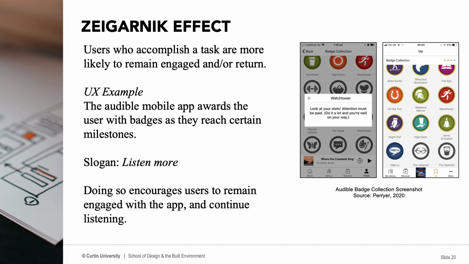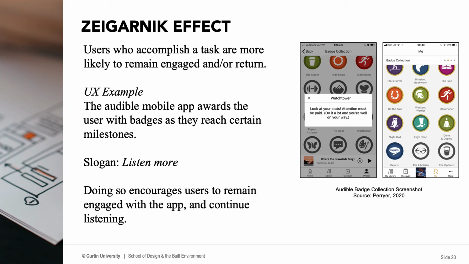So you can get badges. Look at your stats. It says here, attention must be paid. Do it a lot and you're well on your way. And you get badges for, there's one that says marathon there, which means that if you keep listening to lots of books in a row, you get the marathon badge. If on the weekends you really smash the audiobooks, you get weekend warrior.